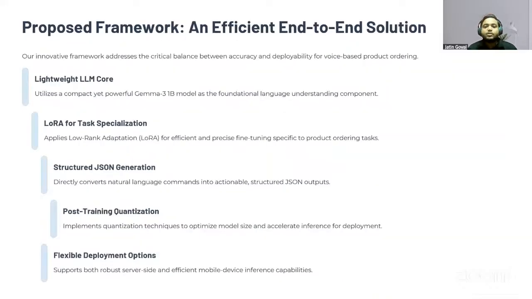To solve these problems, we propose an end-to-end voice-based product ordering framework. At the core of our system is a lightweight language model, Gemma 3, with 1 billion parameters. This model offers a strong balance between performance and efficiency. We use low-rank adaptation or LoRA for parameter-efficient fine-tuning. Instead of training the entire model, we only train a very small percentage of parameters. The model is trained to directly generate structured JSON output from natural language commands. Finally, we apply post-training quantization to reduce model size and accelerate inference, enabling deployment on both cloud servers and mobile devices.